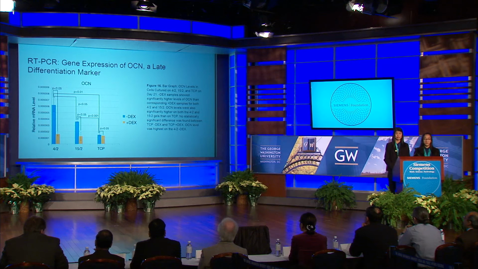OCN plays an important role in dentin formation and is thus often used as a confirmation marker for odontogenesis. As you can see in Figure 16, the OCN levels of cells cultured on the 4-2 and 15-2 minus Dex gel is significantly higher than that on the TCP. You can also see that OCN levels are significantly higher on the minus Dex gels than on the plus Dex gels. This indicated that on fibrin gels, OCN was actually downregulated by dexamethasone. From this, we could also see that the fibrin gels are able to independently enable upregulation of OCN.